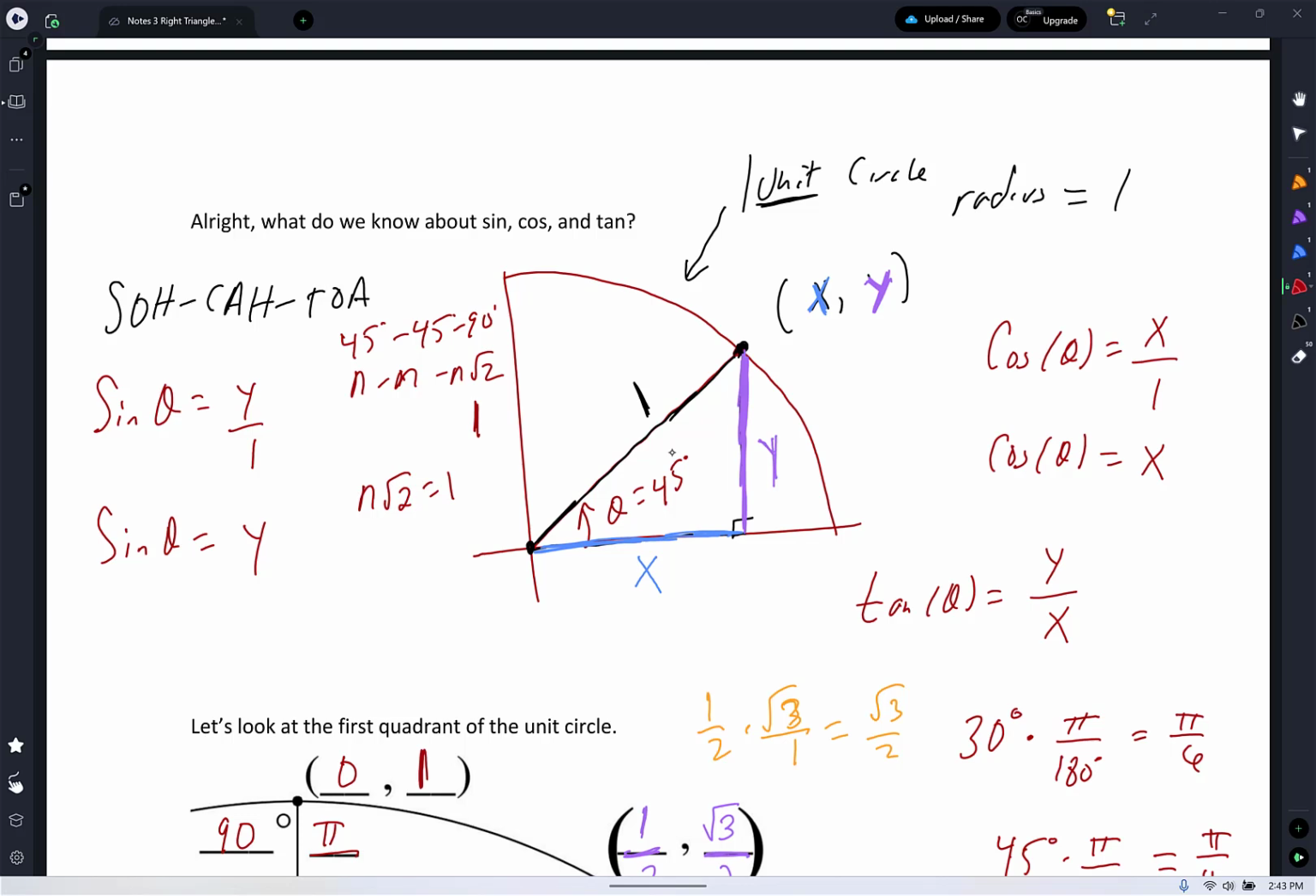How do I get n by itself? Dividing by radical 2, by square root of 2. n equals 1 over square root of 2. I will accept this. I have no problem with it. But Delta Math will not. They want you to rationalize the denominator. So what do? Multiply that sucker by square root of 2 over square root of 2.